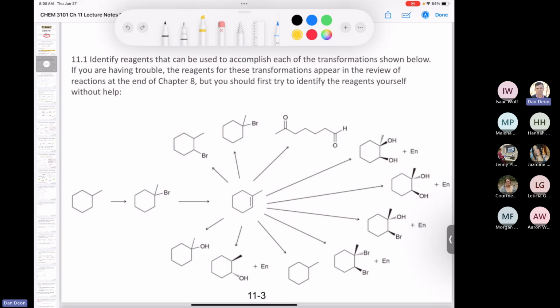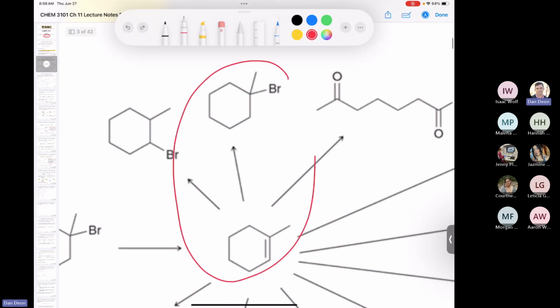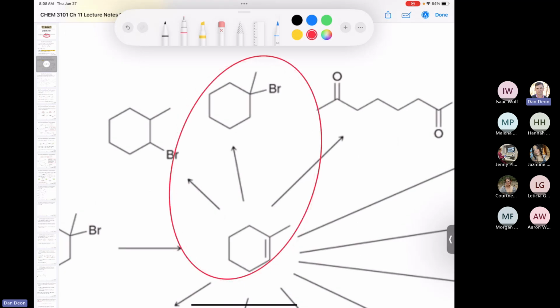And so where would you find this information? It would be in chapter 8, which is the alkenes chapter. So we're just going to start and work our way through these. What I thought we might do is start here and then work our way partially counterclockwise. So if I want to do this transformation, where I take this alkene, 1-methylcyclohexene, and then I want to make 1-bromo-1-methylcyclohexane.